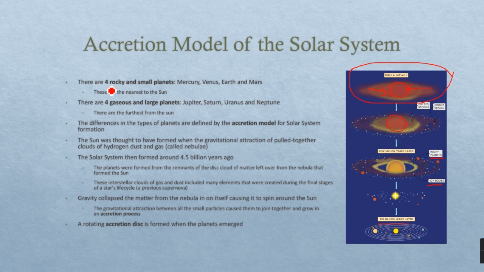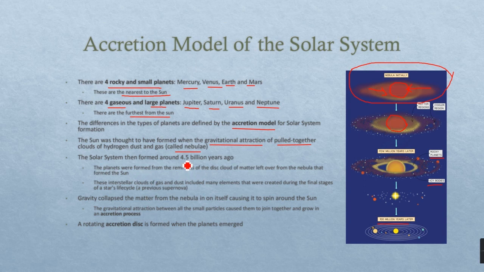Those rocky planets are usually smaller planets like Mercury, Venus, Earth and Mars, and they are nearest to the sun. The gaseous planets are large in size, higher volume, but less dense, like Jupiter, Saturn, Uranus and Neptune, as they are further away from the sun. The difference between those planets is defined by the accretion model, which formed our solar system, starting from the nebula, caused by the gravitational attraction that pulled all the cloud of gas and hydrogen to the center.